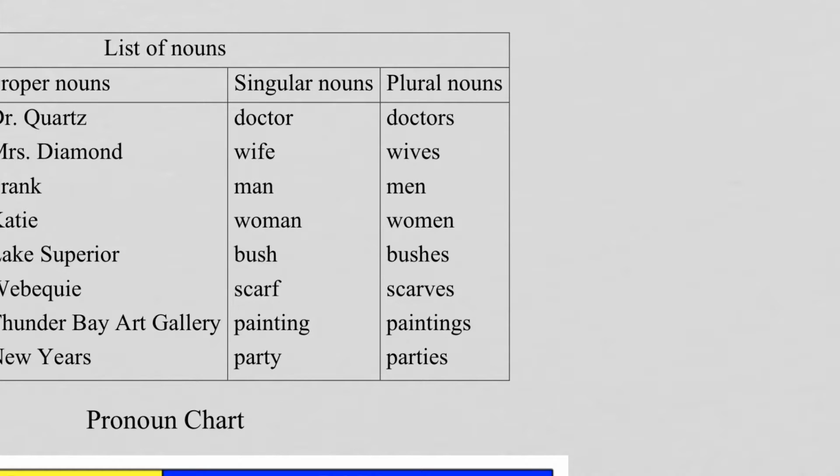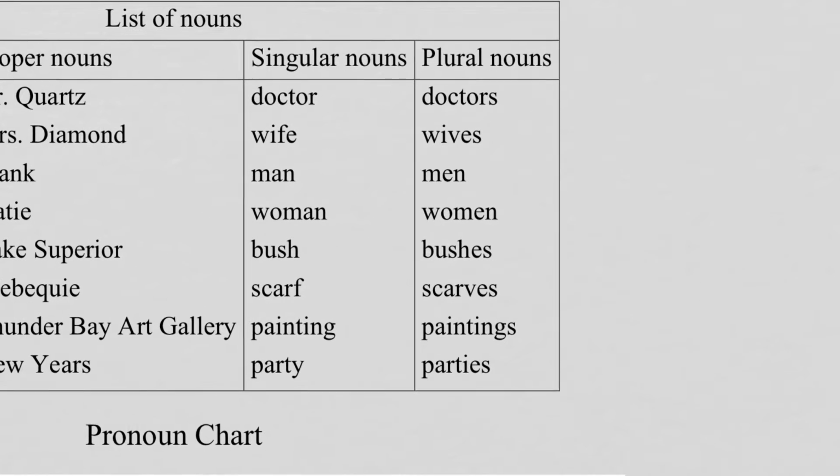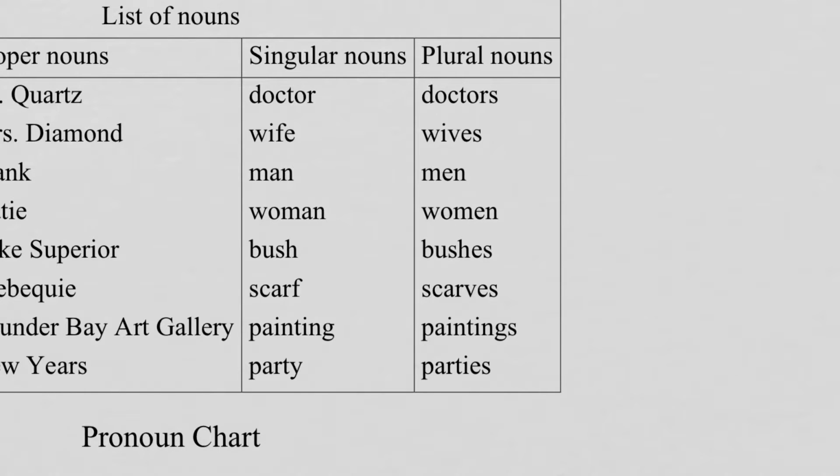Earlier in the video series, I also explained plural nouns, and I gave some really good examples, and I went through some of the rules for what you do to the endings when you make singular nouns into plural nouns. But here are some just for example. You could have one doctor or several doctors, one wife, several wives, one man, several men, one woman, several women, one bush, several bushes, one scarf, several scarves, one painting, several paintings, one party, several parties.